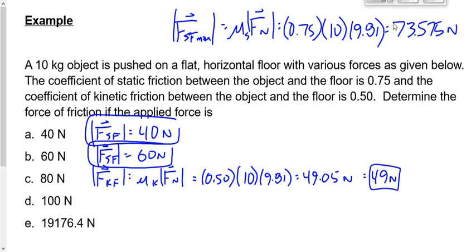So here's what happens. I push with 40, doesn't move. Friction is 40. I push with 60, doesn't move. Friction is 60. I push with 80, it moves. I've got kinetic friction, and it goes down to 49. Remember what we said about static and kinetic yesterday? The maximum static is bigger than kinetic.